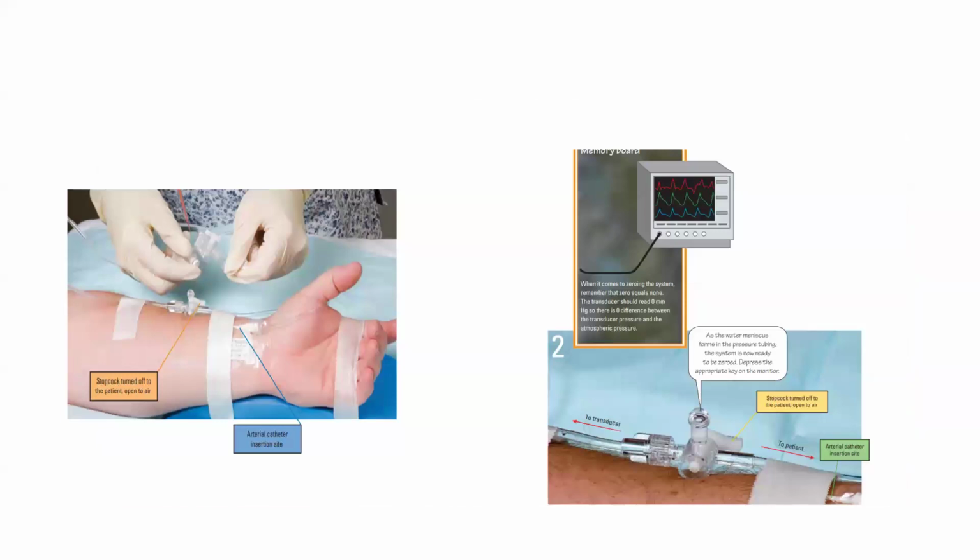So I hope you have understood the zeroing procedure. This is again the pictorial representation of zeroing. As you can see in the second picture, this should be closed on the side of the patient and open to the side of the atmosphere when we are zeroing the art line.